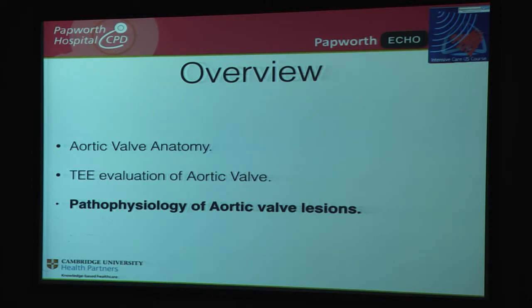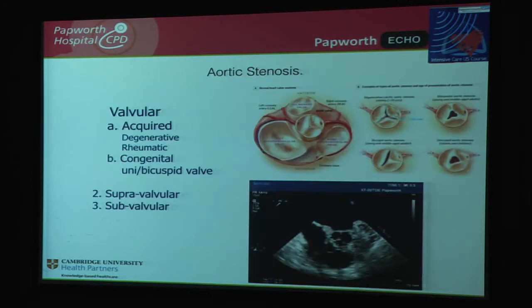Moving on to pathophysiology of aortic valve lesions very briefly. So aortic stenosis, it's one of the most common valvular lesions I see in my practice. It could be acquired or congenital. Degenerative is one of the most common causes of acquired valvular aortic stenosis. I don't see that much rheumatic in my practice, but apparently in India there is a lot more rheumatic disease around. And you get congenital, which could be in your bicuspid valves.